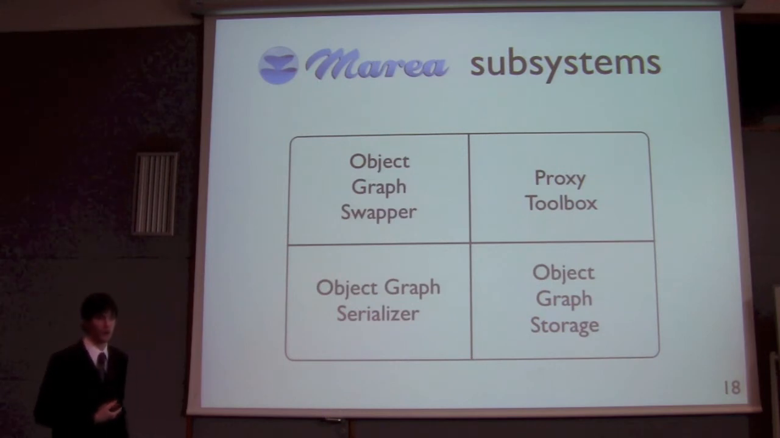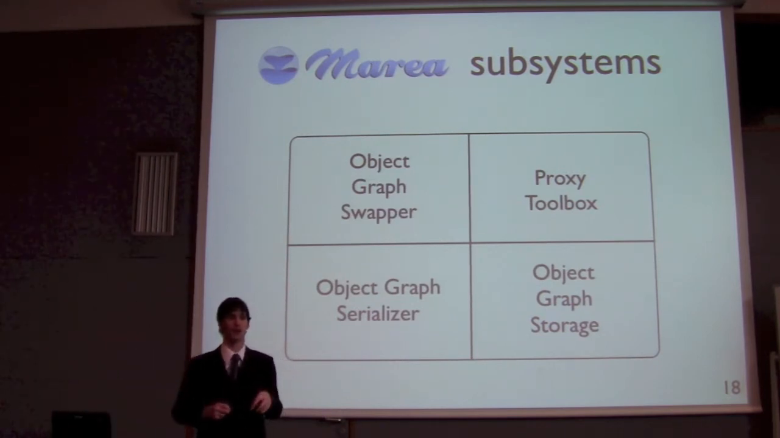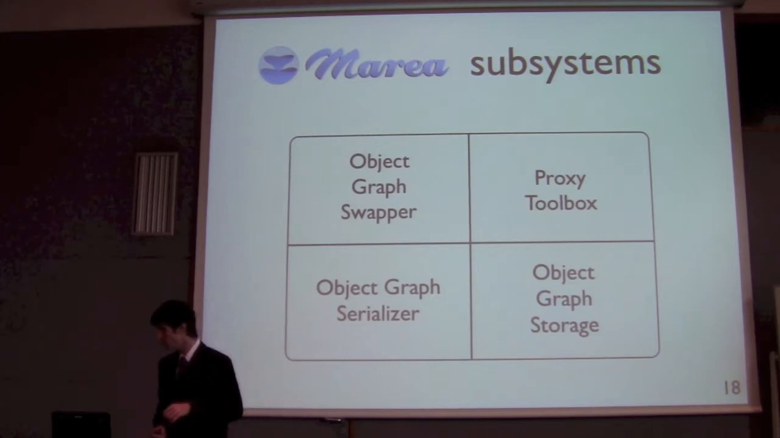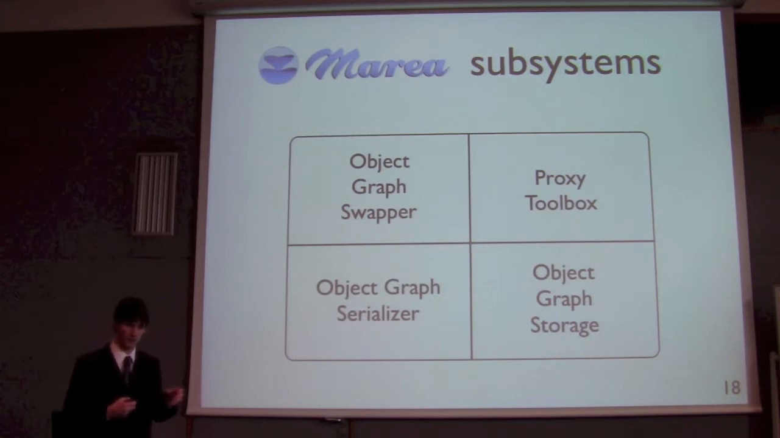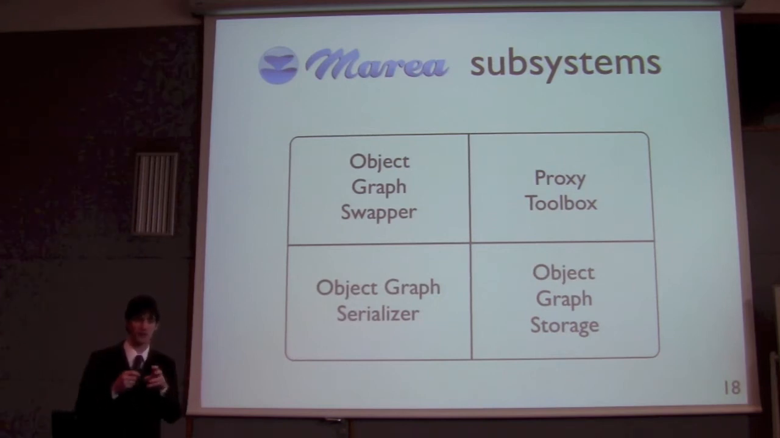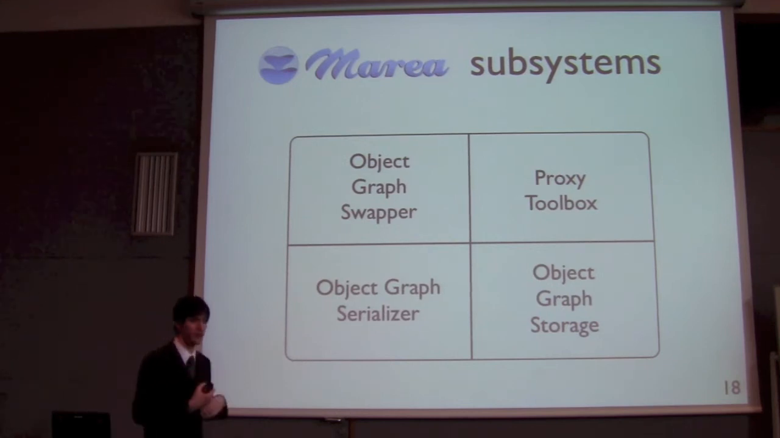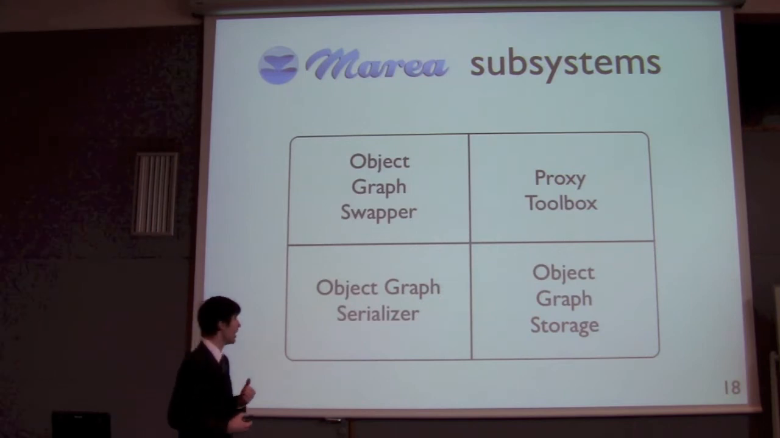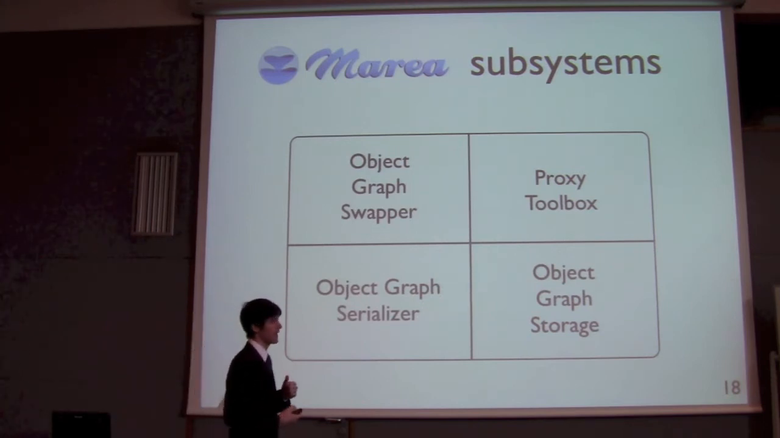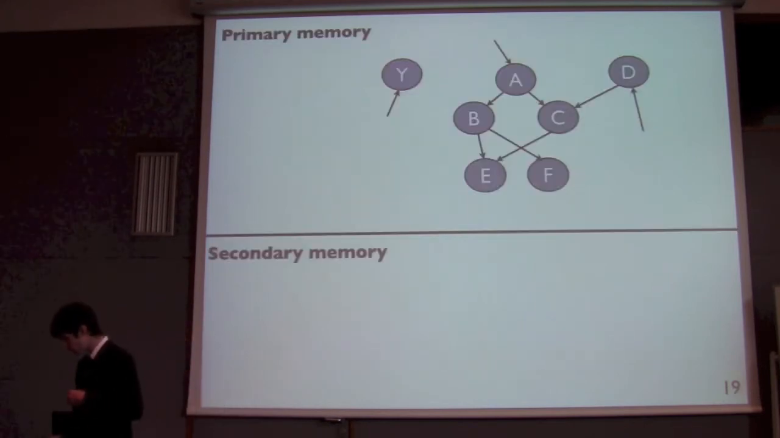The first one is the object graph swapper. It's the part of the system that takes care of the algorithm to swap out and swap in. We have a proxy toolbox, which is a library that provides proxies that are able to intercept the messages and then trigger the swap in. We have an object graph storage, which takes care of storing and reading object graphs from primary memory. And finally, we have the object graph serializer, which takes care to serialize and materialize object graphs.